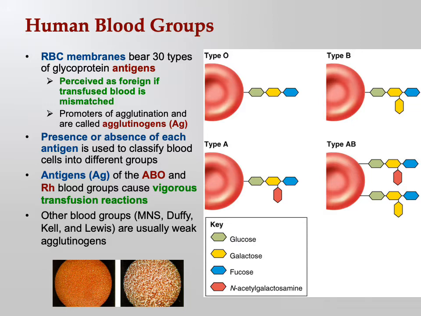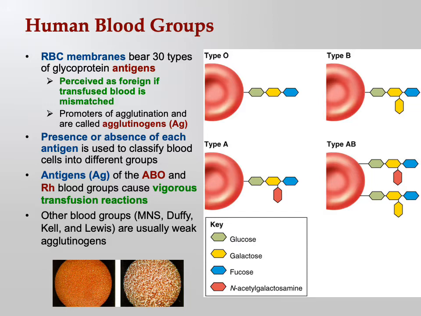Type A has the A antigen. It's an acetylgalactosamine. But in other words, that's what makes it type A. It has that particular little molecule sitting on the glycoprotein. Type B has a different molecule on the glycoprotein. And if you have type AB blood, you have both glycoproteins. So do you see? That's how we categorize blood.